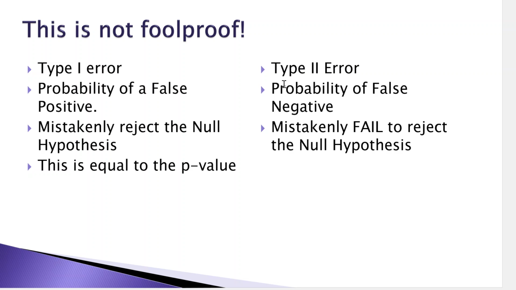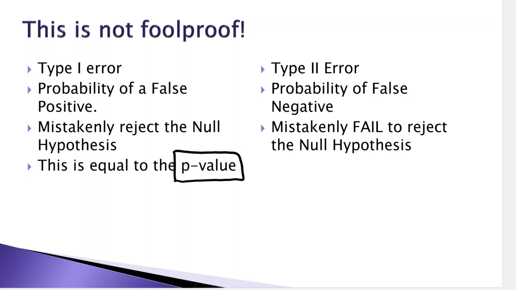That's when you reject the null hypothesis, but the null hypothesis is actually true. The p-value is the probability of a type 1 error. DQ1 right there, p-value. Okay. There's another type of error called a type 2 error. Even though you've done all these steps correctly, it could be that the sample just wasn't a representative enough sample. A type 2 error is the probability of a false negative. That's the probability that you fail to reject the null hypothesis, but the null hypothesis is actually false.